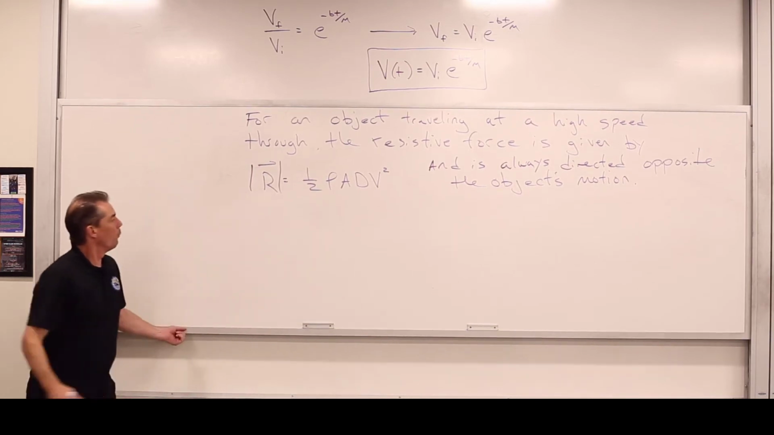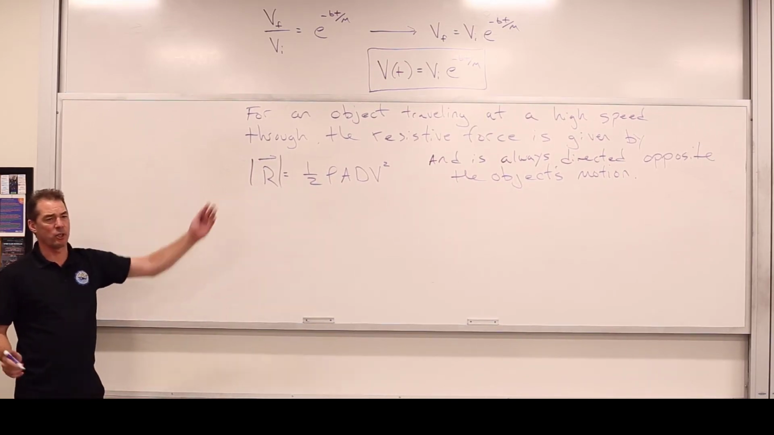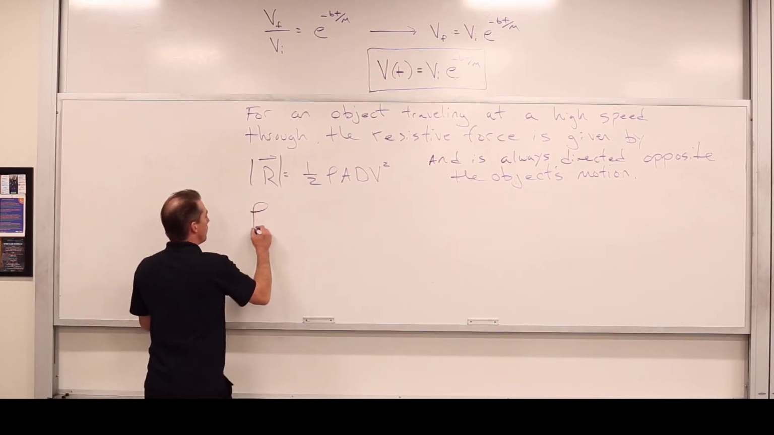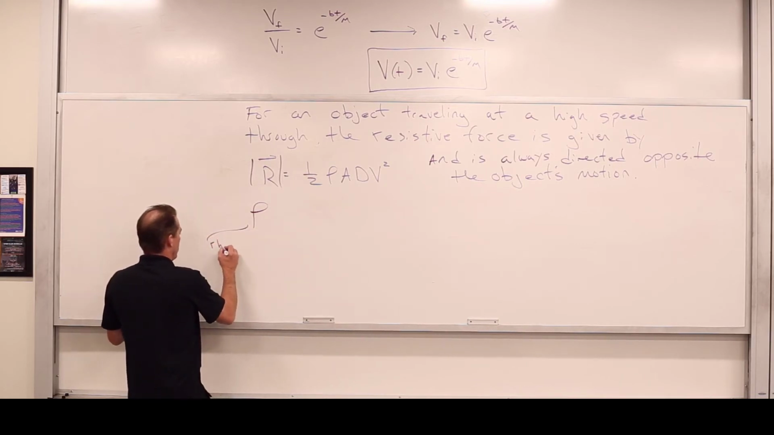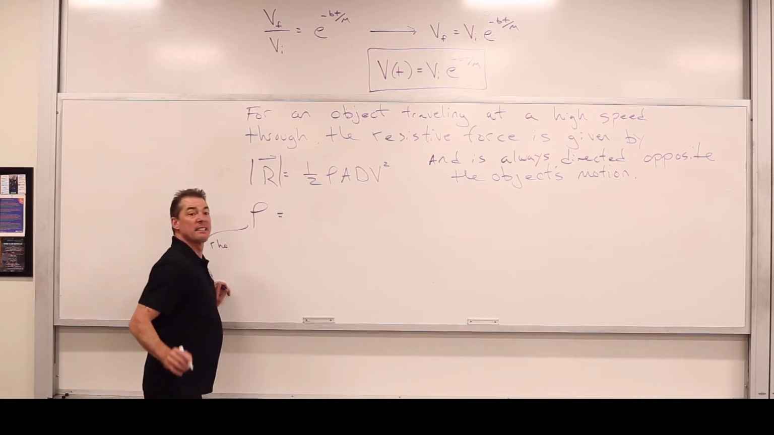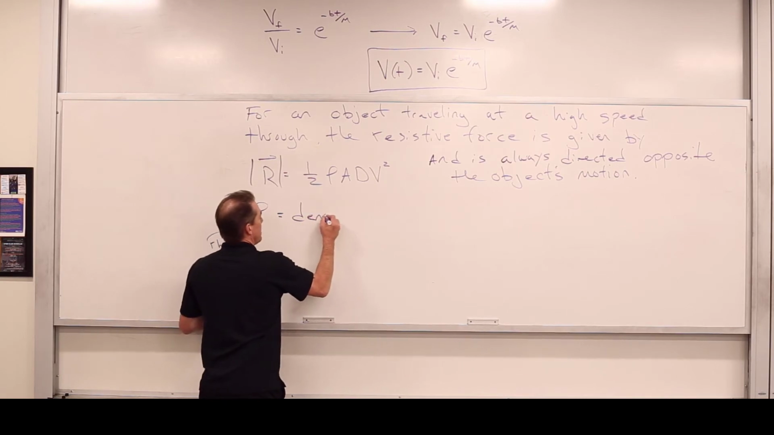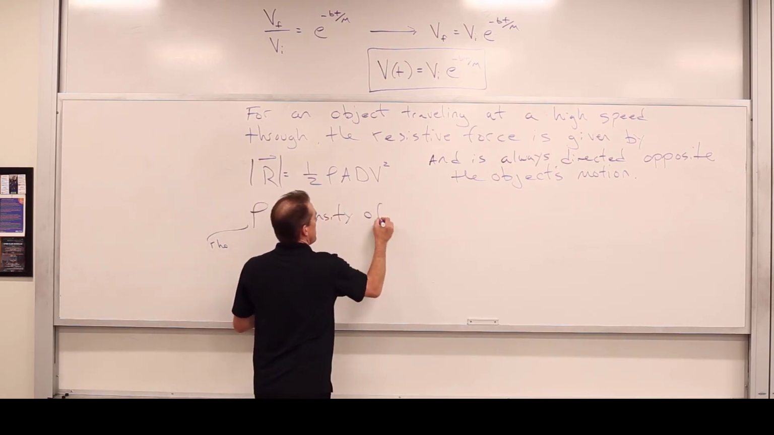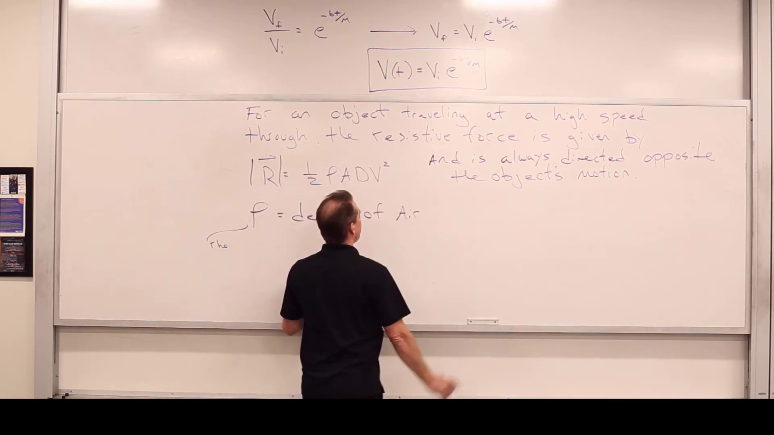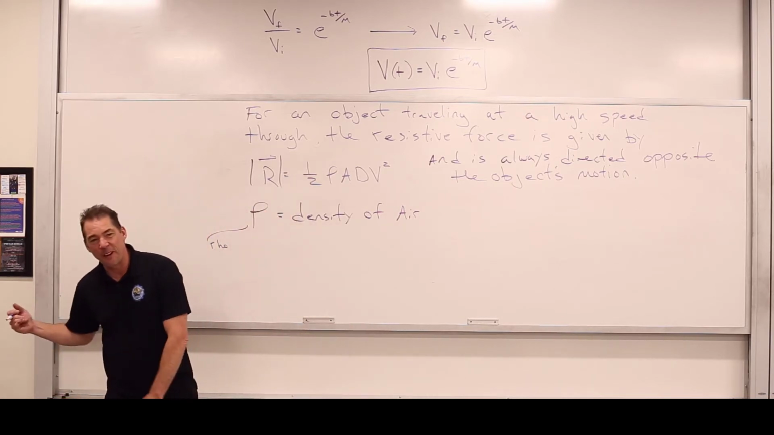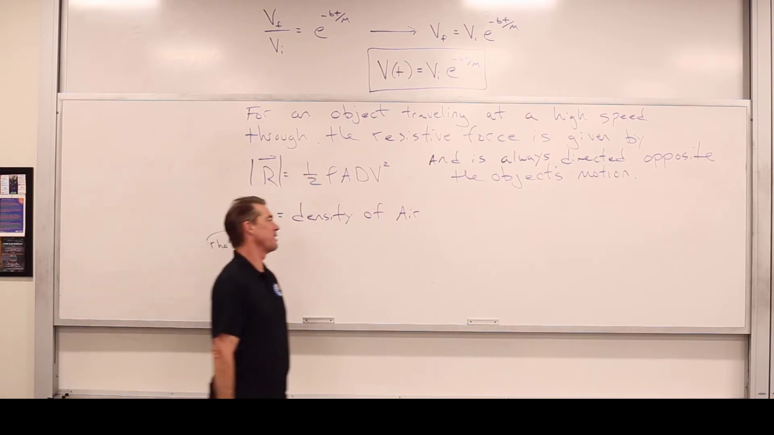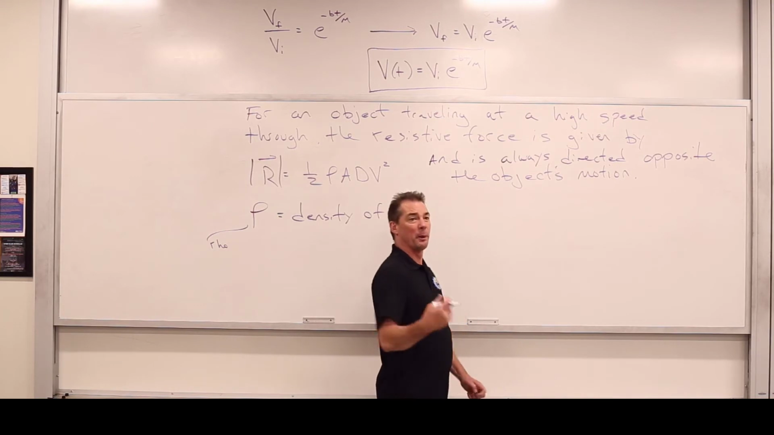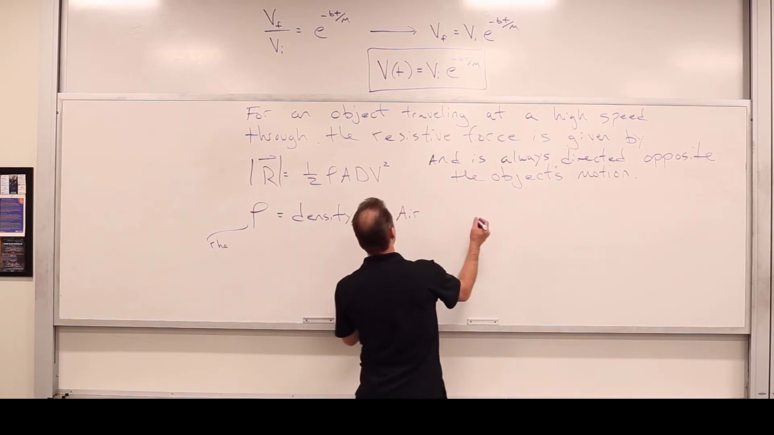All right, so what do we want to know? We want to know what some of these quantities are. Rho is the density of air. Under normal atmospheric conditions at 20 degrees Celsius, rho is approximately 1.20 kilograms per meter cubed.